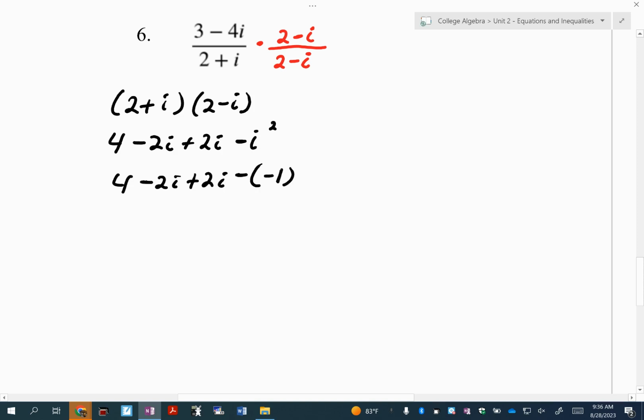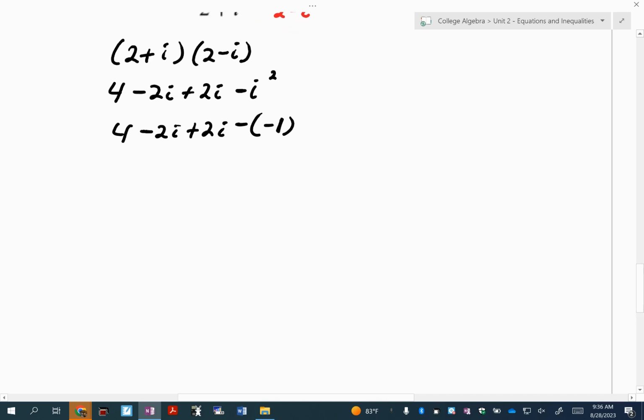This is minus a negative 1. Don't forget that it's minus a negative 1. So this really becomes 4 plus 1, which is 5. All right, because my two middle pieces, negative 2i plus 2i, made 0.